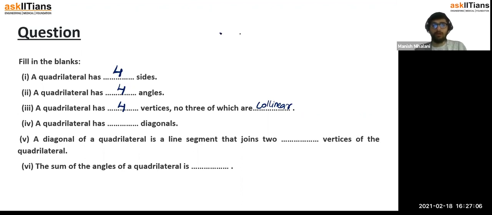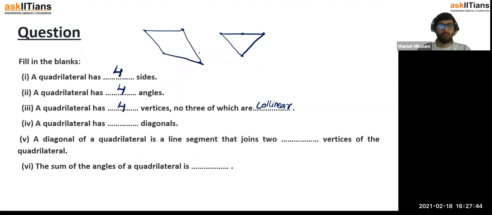What do you mean by collinear? Collinear means they are on the same line. So if three vertices of a quadrilateral are on one line and one vertex is on some other line, then this is no more a quadrilateral. You can at most form a triangle using these three vertices, right? So a quadrilateral has four vertices, and no three should be collinear, because at most two can be collinear in the same line, right? Even if two are in the same line but the remaining two are not, when you join those four, you get a quadrilateral, right? Then it says a quadrilateral has dash diagonals, right?